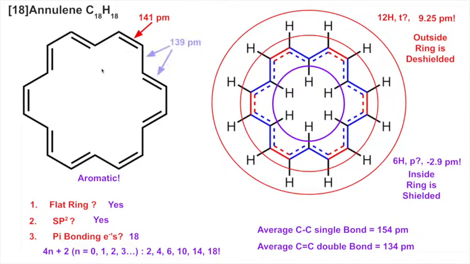Interesting thing about this, though, the bonds are not equivalent. Like these inner ones are a little shorter than these outer ones. So this is 141. That's 141. That's 141. But then these two are 139. I don't know why. You can see they're colored on this molecule too. The blue ones are 139, and all the red are 141. I'm not sure why that is, but they both still fall in between 154 and 134, right? So you can see there's partial pi bonding.